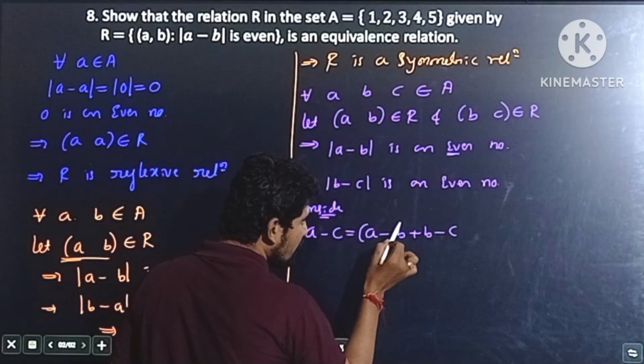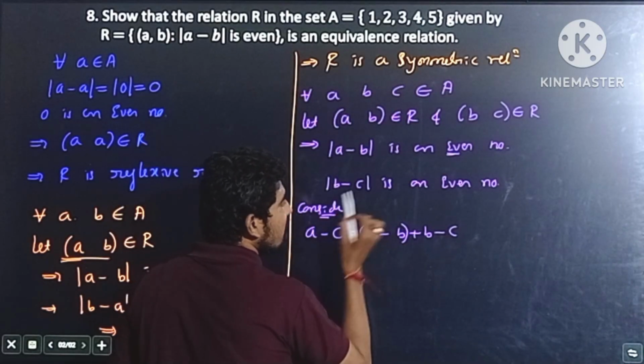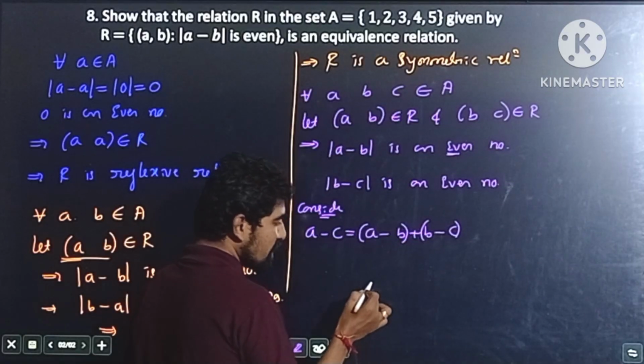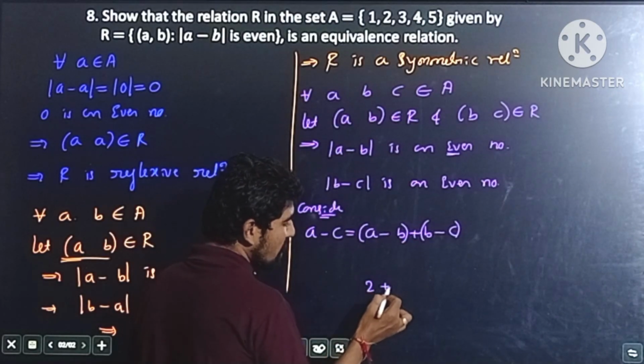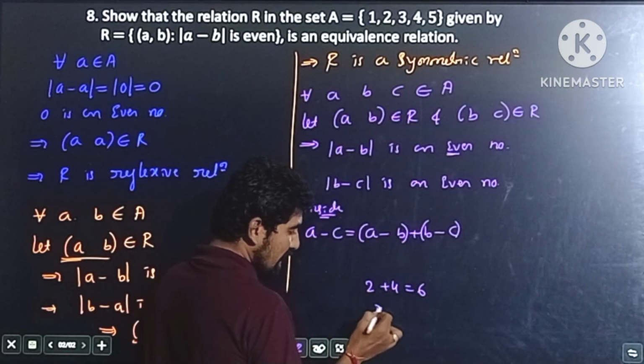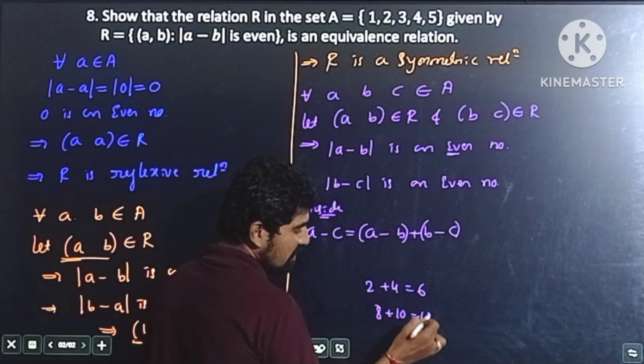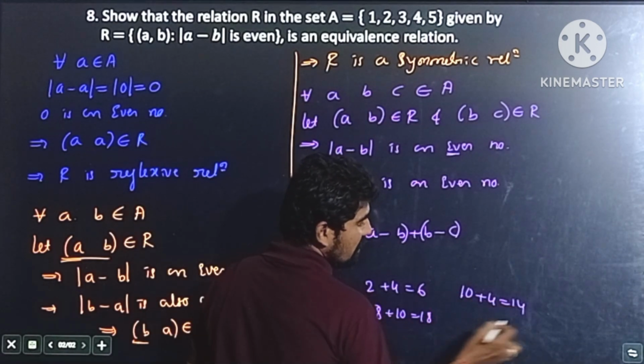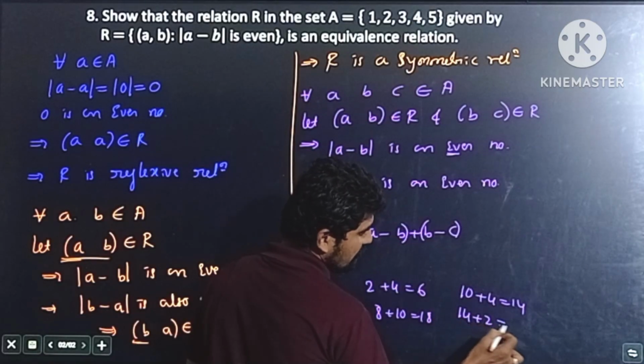So this is one of the even numbers, and B minus C is also one of the even numbers. So consider the addition of two even numbers. You may consider any two even numbers: 2 plus 4 is 6, 8 plus 10 is 18, 10 plus 4 is 14, 14 plus 2 is 16.